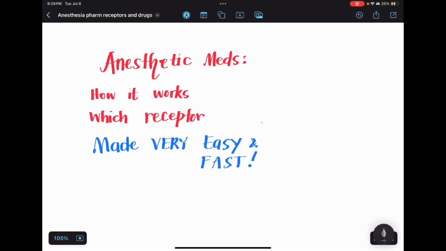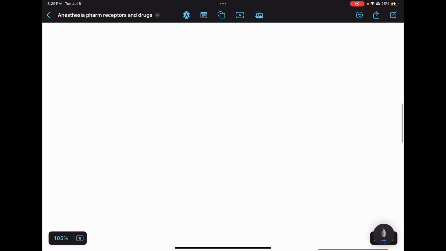Everyone, let's talk about anesthetics, how it works, which receptor it works on, and we're going to make it really nice, fast, and easy. So first step is, let's think about consciousness and movement.